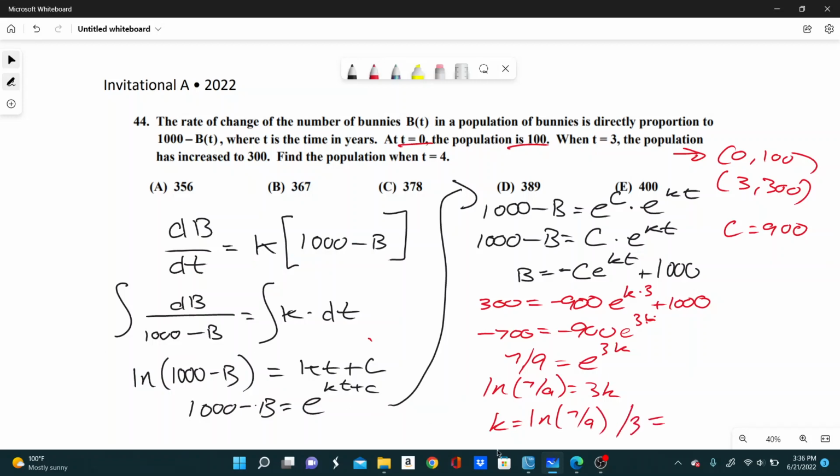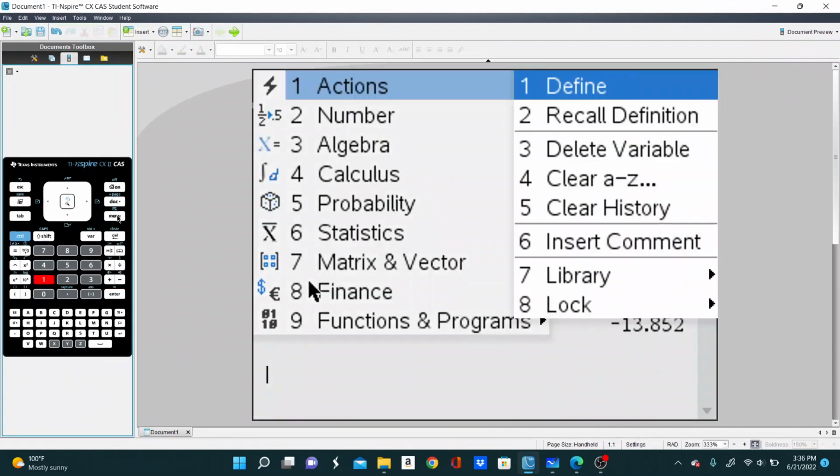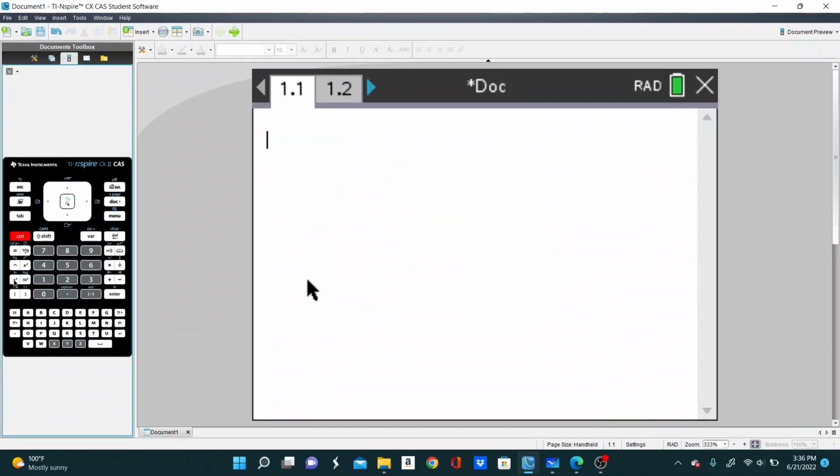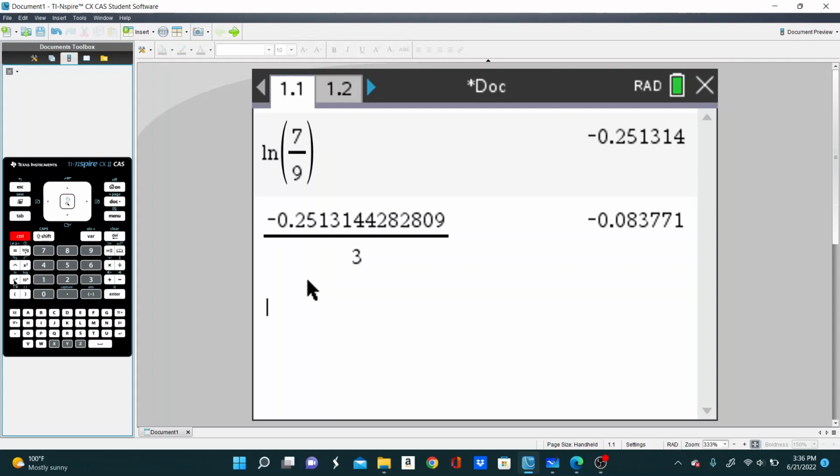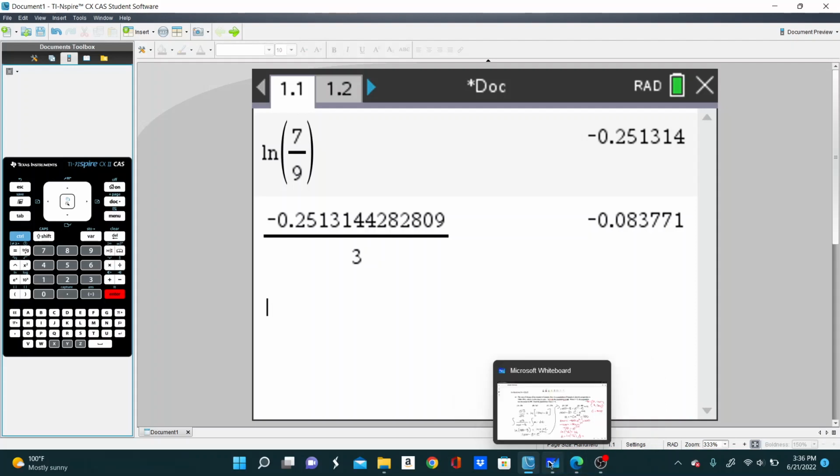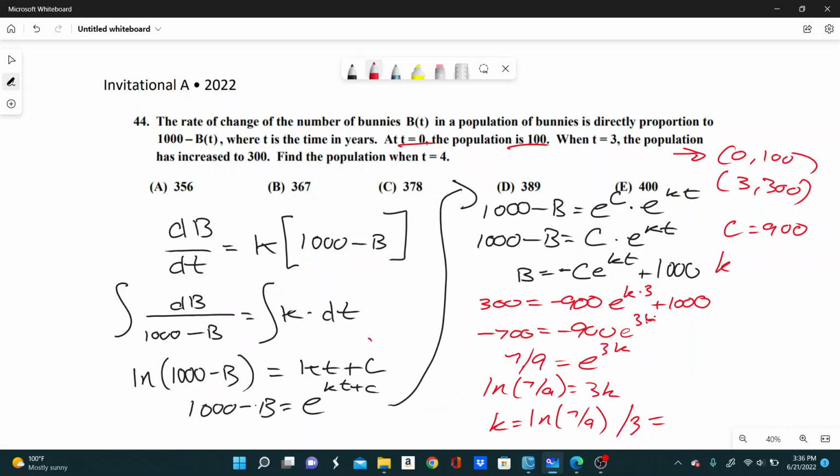Let's see what this comes out to be equal to. So natural log of 7/9 divided by 3 is going to be negative 0.083771. So I'm just going to write that over here. k equals negative 0.083771. All right, I'm going to erase some of this work so I have more space.